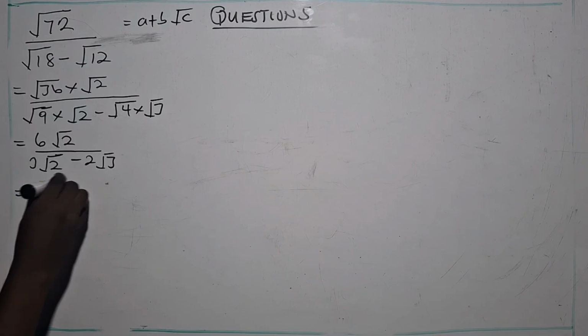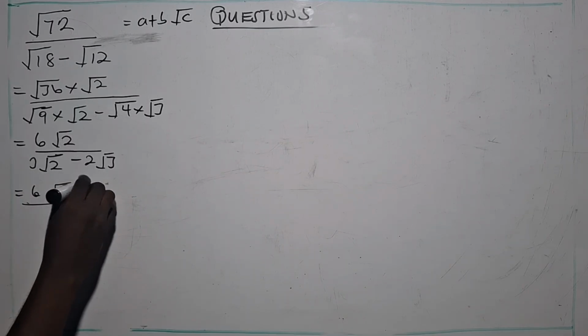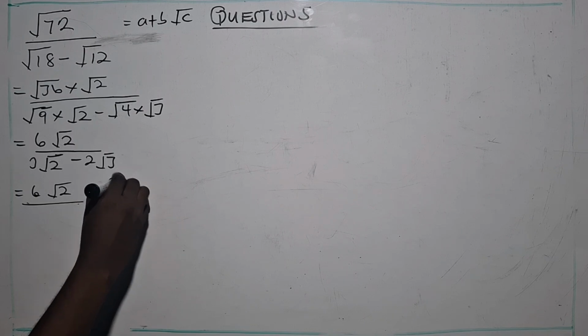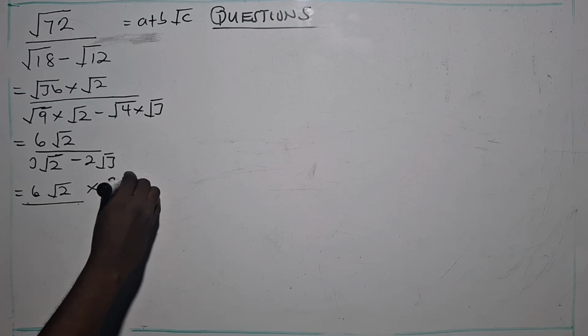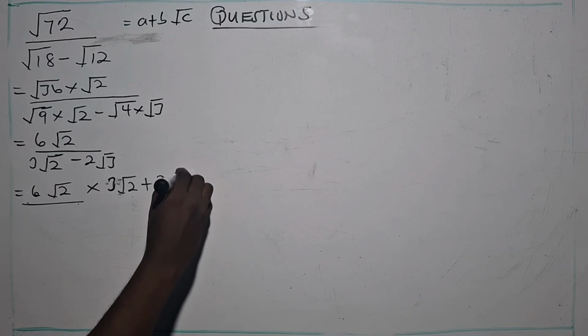So this one is going to give me 6 root 2 times 3 root 2 plus 2 root 3.